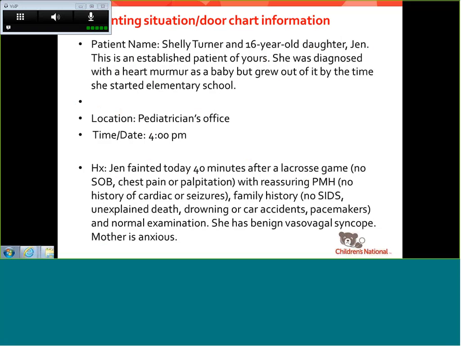An example of a patient who was seen in the past is Mrs. Turner and her son or her daughter Jen. They are established patients in the practice, and she had a heart murmur when she was young. It's about 4 o'clock, the pediatrician's office. The patient fainted 40 minutes after a lacrosse game. There was a reassuring finding, and she had a benign vasovagal syncope.